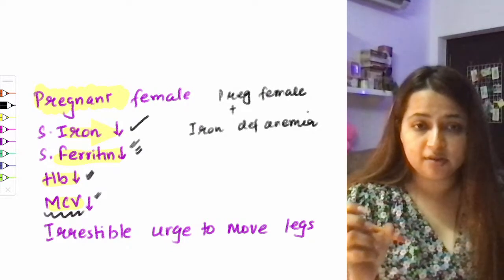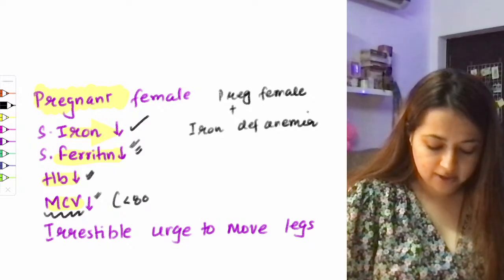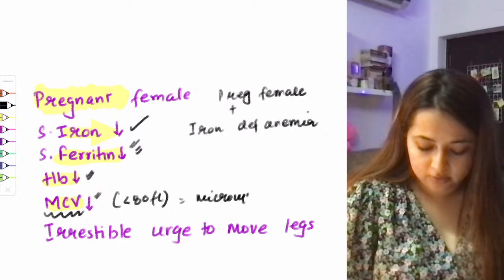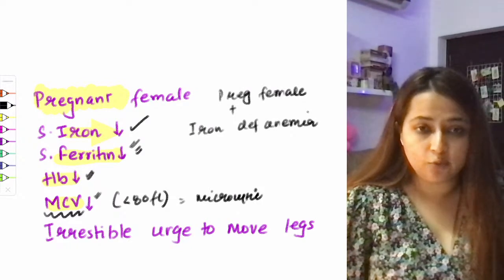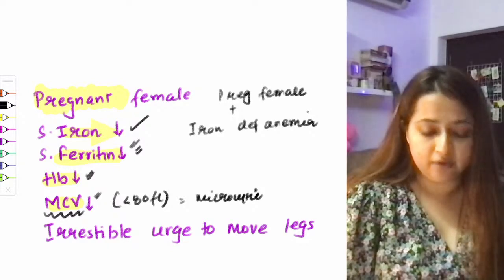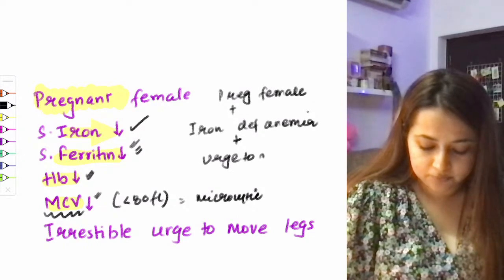MCV corresponds to the size of RBCs. So MCV less than 80 femtoliter means the cells are going to be microcytic. So the iron deficiency anemia is microcytic hypochromic. MCH is also less. Alright, so pregnant female having iron deficiency anemia, urge to move the legs.